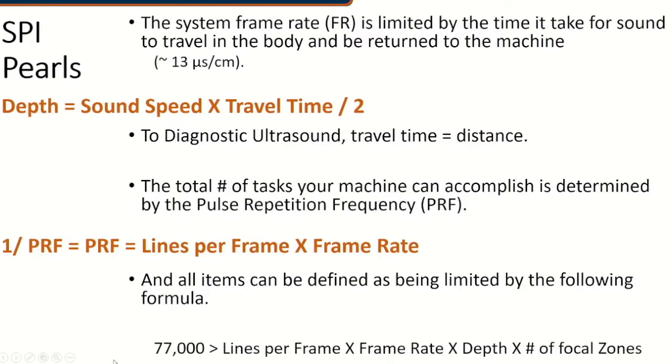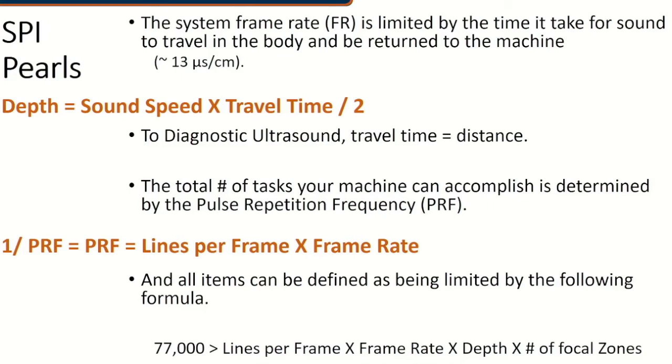An SPI pearl. Because physics is my thing, this is the biggest SPI pearl yet. And so I want to remind you that our machine is limited by time. And everything that your machine does requires that the sound go into the body and return to the machine. That takes about 13 microseconds for every centimeter. So what that means to you is if you have to look deeper in the body, then your machine will require more time to get that task accomplished.